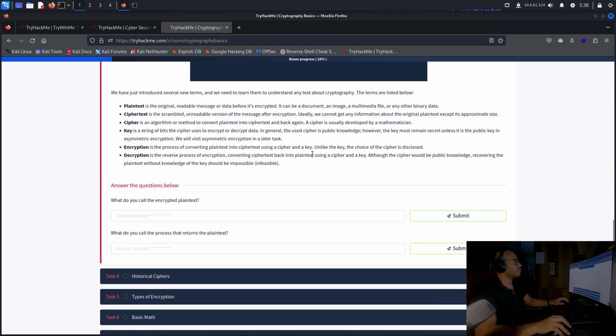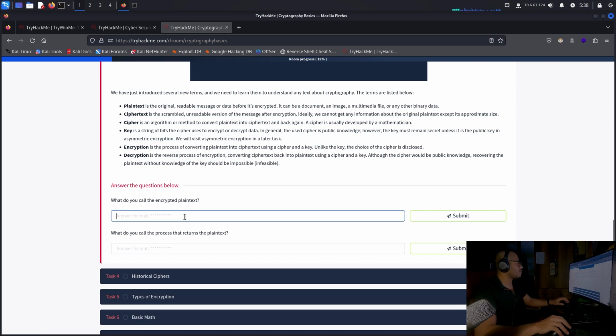Encryption is the process of converting plaintext into ciphertext using a cipher and a key. Unlike the key, the choice of the cipher is disclosed. Decryption is the reverse process of encryption, converting ciphertext back into plaintext using a cipher and a key. Although the cipher would be public knowledge, recovering the plaintext without knowledge of the key should be infeasible.